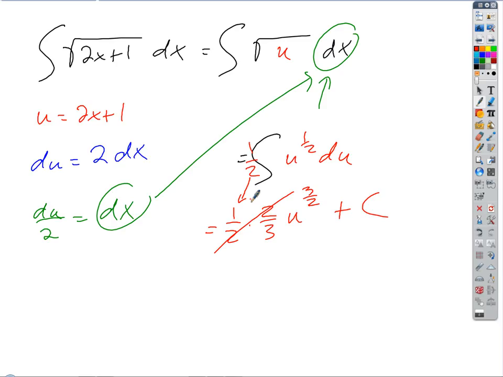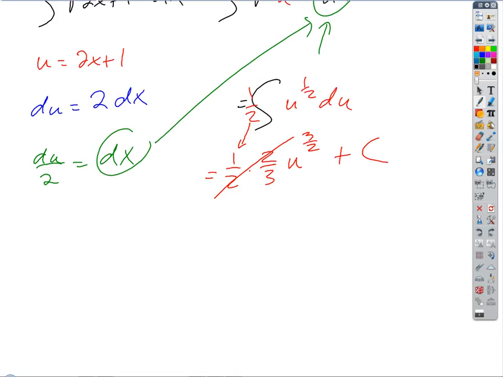Okay, but then the last step would be, now our u has helped us out, we got an answer, now we just reverse the substitution. So we get 1/3 times 2x plus 1 to the 3/2 plus c. And we're done. Not only is it so much easier, it's the only way to do it.